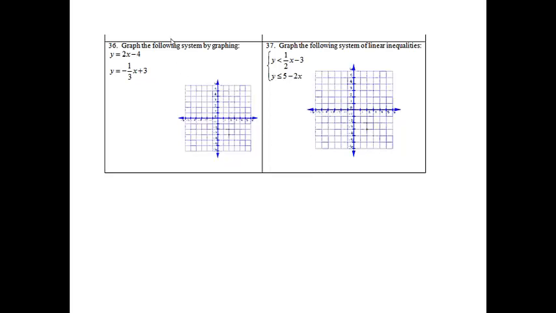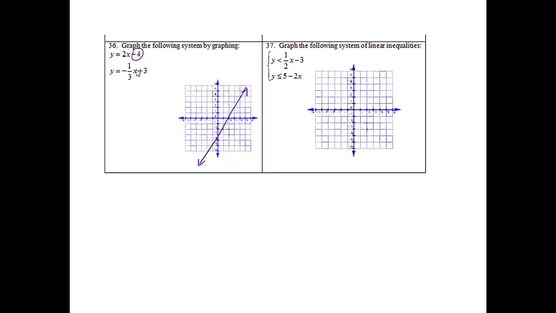Okay, 36. Graph the following systems by graphing. So this time we're still going to find the point of intersection, but we get to graph y equals 2x minus 4. I'm going to start with the number without the x, so it's negative 4, so start down at negative 4, and then my slope is 2. So up 2 over 1, up 2 over 1, up 2 over 1, up 2 over 1. Try to connect them nicely here.